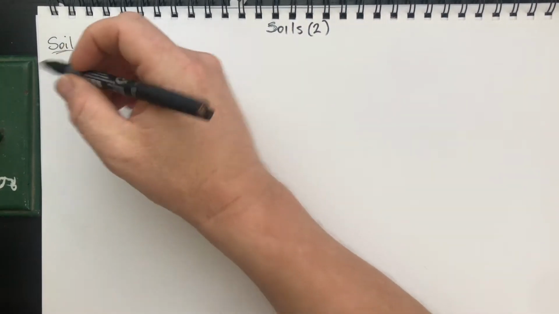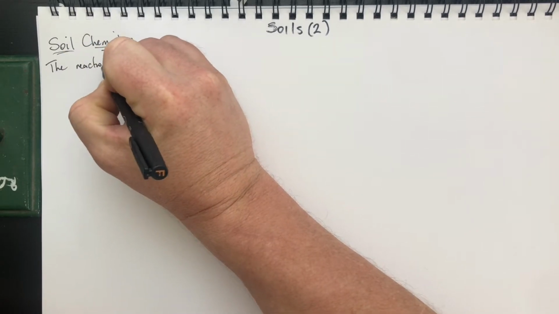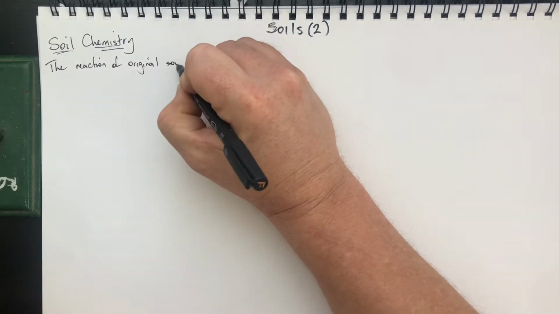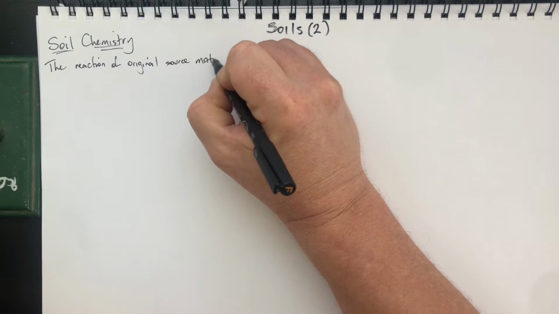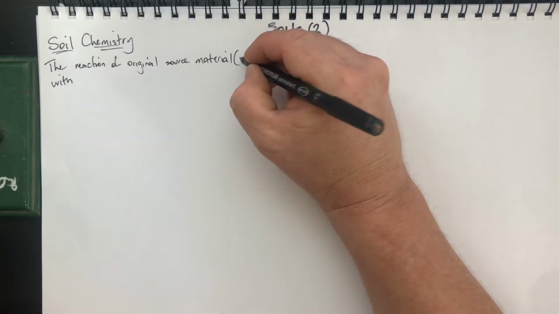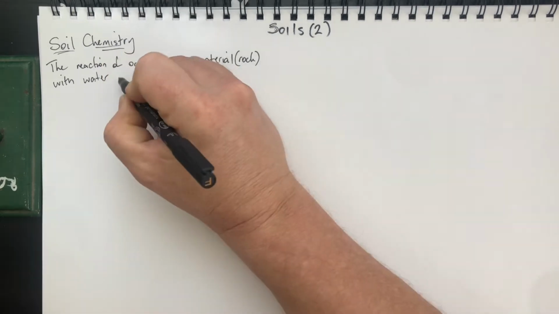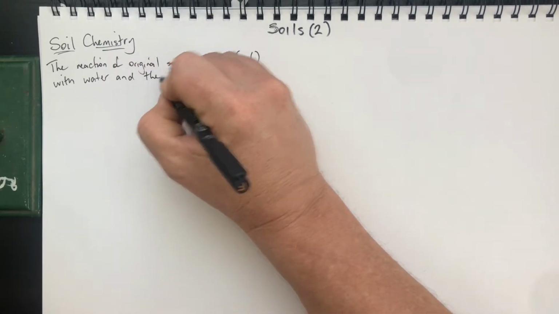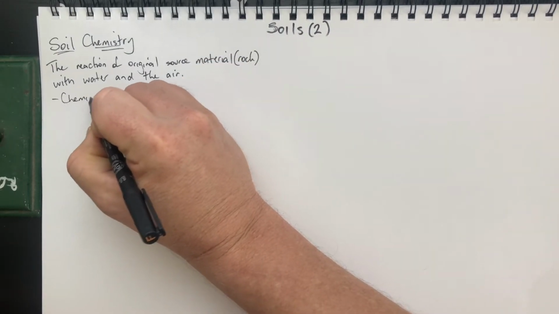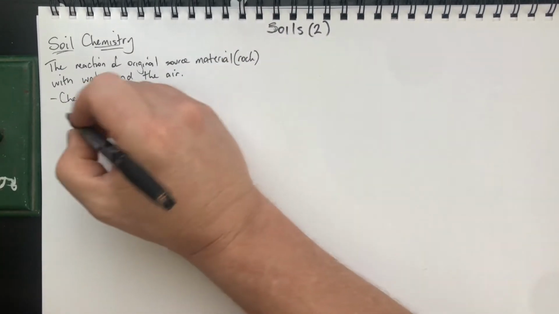So I guess we're going to say that the reaction of original source material, should say rock by the way, with water and the air. And these are chemical reactions that go on in the soil.